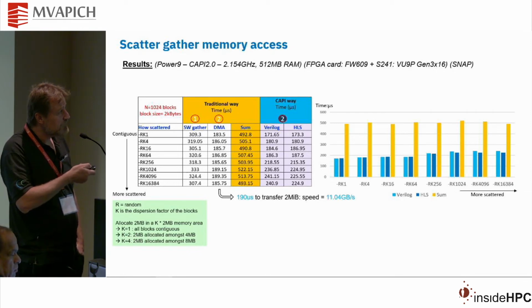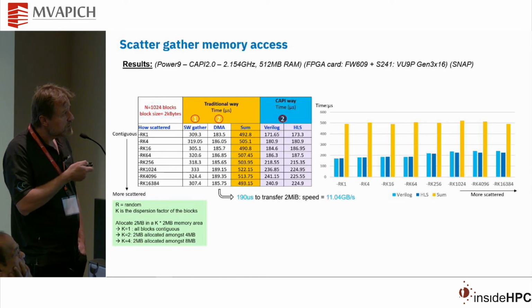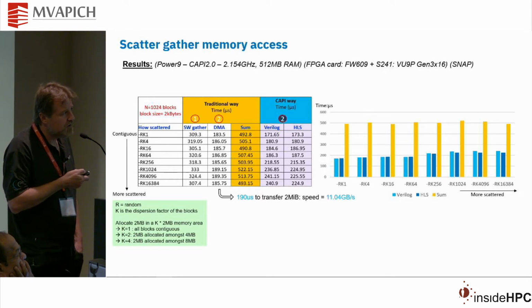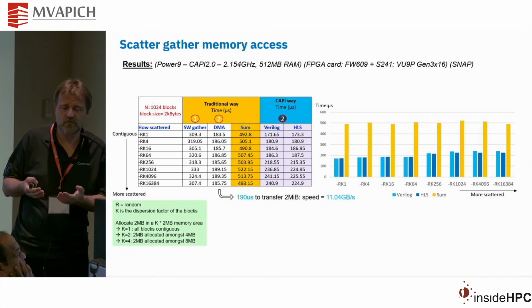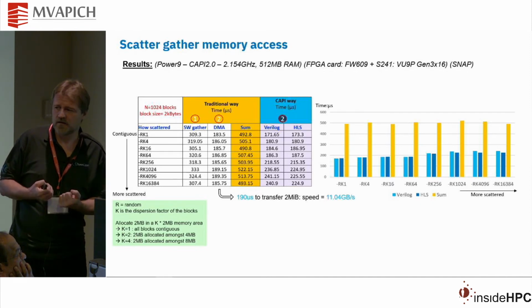The time for gathering is always the same. That is, time to gather and time to transfer is always the same, whether you spread or not, more or less. It doesn't depend on the spreading factor. So you collect and then you transfer. Basically, it takes 190 microseconds to transfer 2 megabytes. That's 11 gigabytes per second, which is in the order of magnitude of what we observe with SNAP.